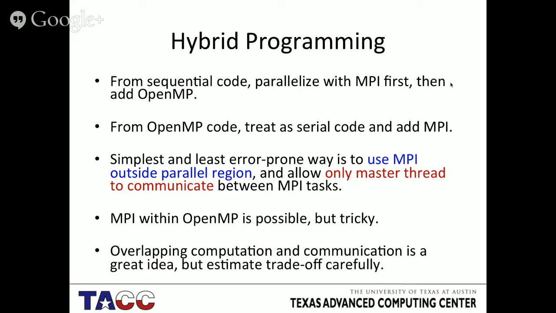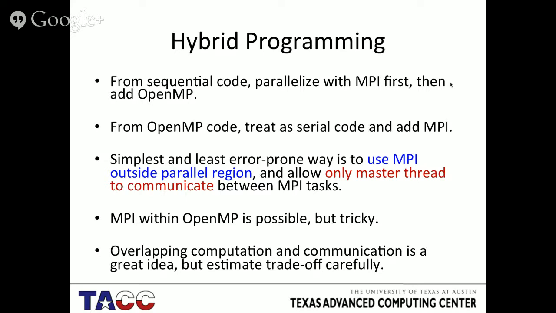Then the approach I would take is to say, okay, let's assume this is a sequential code. And now I'm just going to put MPI communications between different tasks using only the master thread. So you have MPI and OpenMP, but they don't talk to each other at all. When you do MPI exchanges, they appear to be as if you had a serial code. And that's the least error-prone way to do this.